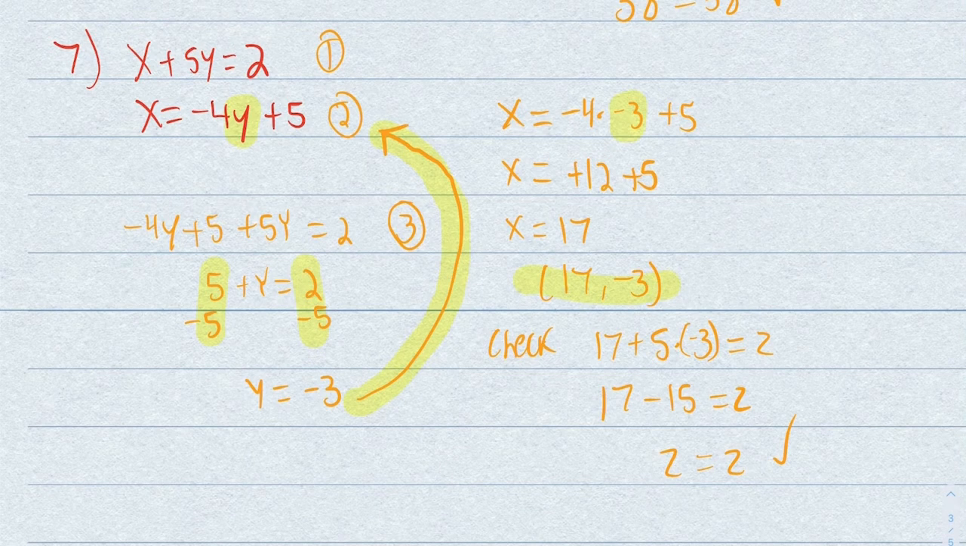That's my ordered pair. Then you check your answer by plugging in 17 and negative 3 for x and for y. I did it into equation number 1. So 17 plus 5 times negative 3, and I got an answer that was true, so that means I didn't make a mistake. I got the right answer. If you check your answers by plugging them back in, then you will already know by the time you turn in your work that you got a 100.